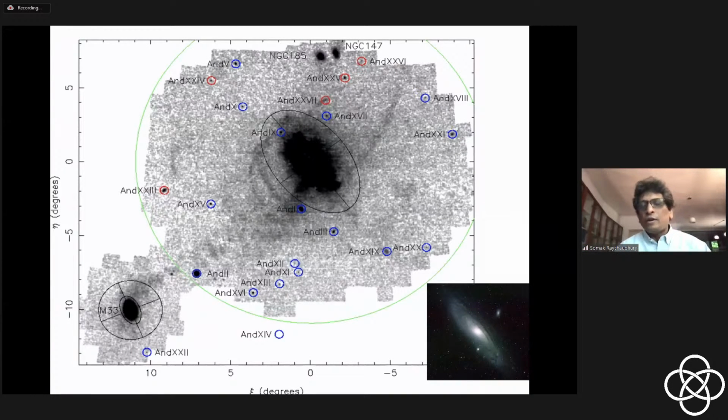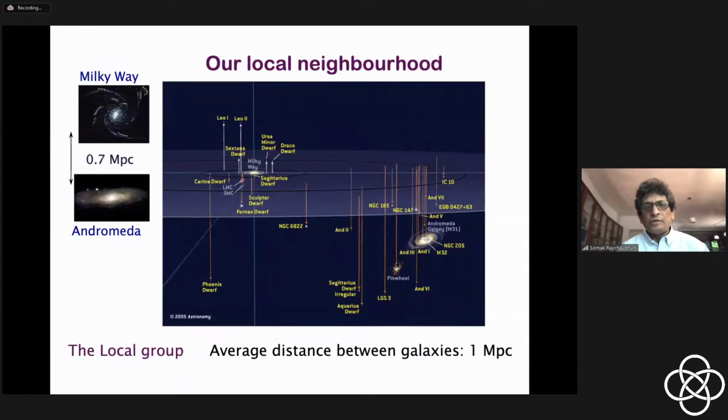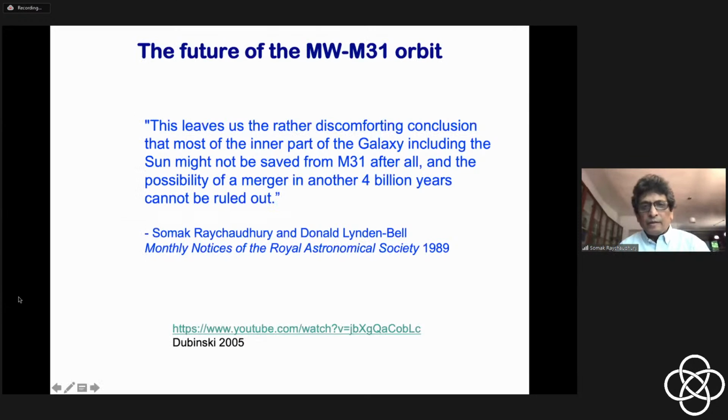This is something I worked on for my PhD thesis long time ago, and one of the very first papers I wrote. We figured out that actually they are heading towards each other in a straight line, and they're going to collide in about 4 billion years. This is the last paragraph of the very first paper I wrote, which essentially says that most of the inner part of the galaxy and M31 will actually collide with each other. They are not going like that. They're actually in a straight line orbit.